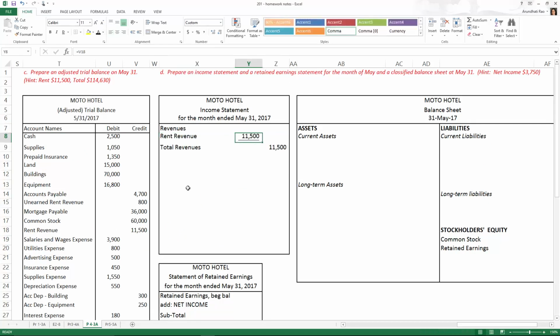I have only one revenue item. I put that in the inside column just for consistency, and you'll see in a minute why it looks a little better visually. And I have total revenues of $11,500.